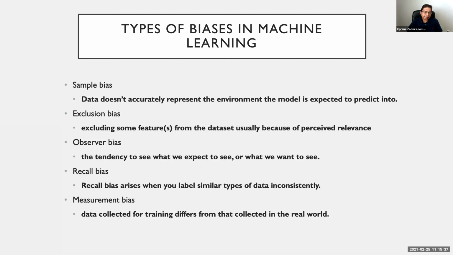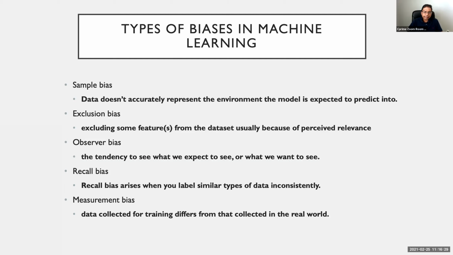So examples of these kinds of biases are sample bias, where you make sure that the model you're building is built on a sample that accurately represents the whole environment. Exclusion bias is basically excluding a few features because there is a thought that they're not relevant for your model. Observer bias is basically accepting the tendency of what we expect to see or what we want to see. An example of this is that if you see that a model is predicting that a nurse is always a female and you don't catch it, that's an observer bias, because for a lot of us, that's what we expect to see for a nurse.